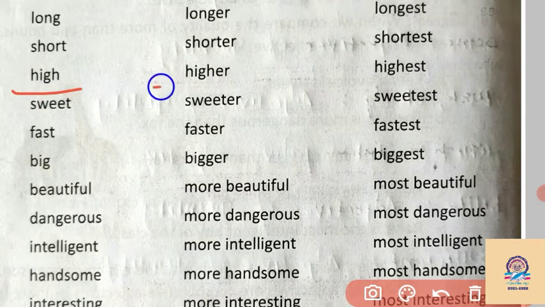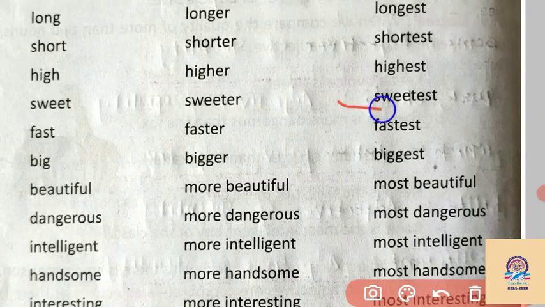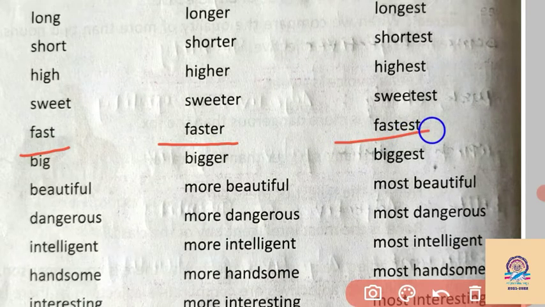High in the positive, higher for the comparative, then highest for the superlative. Sweet changes into sweeter, we add er for the comparative, then est for the superlative, sweetest. Fast changes into faster, we add er for the comparative and est for the superlative, fastest.